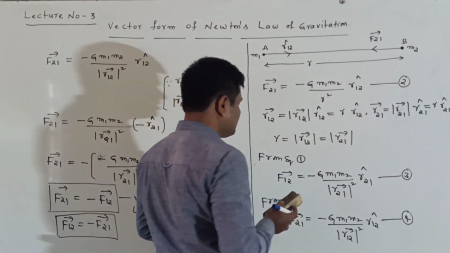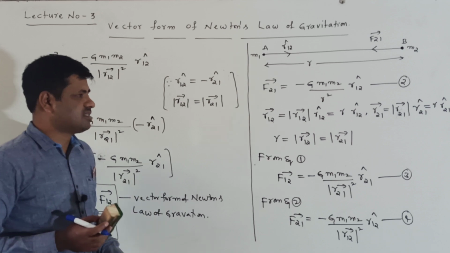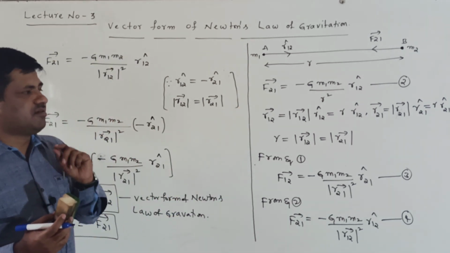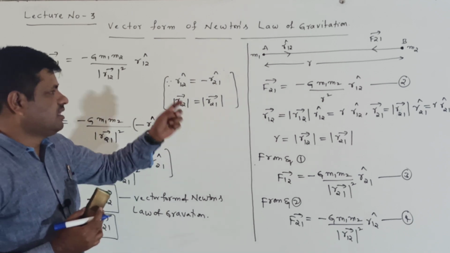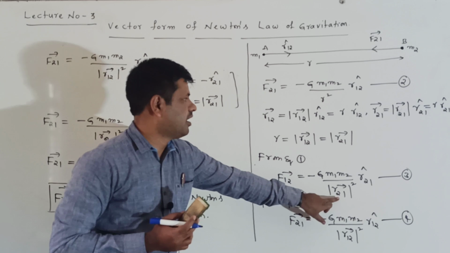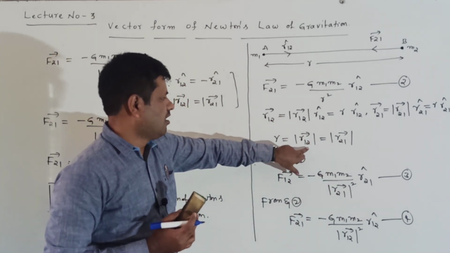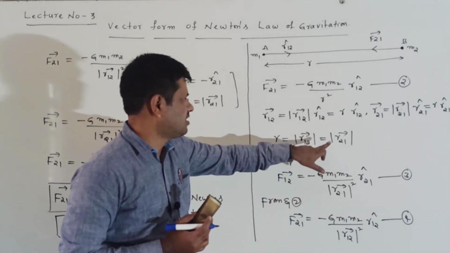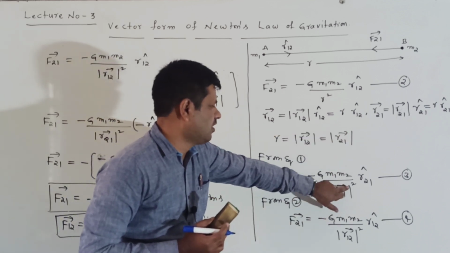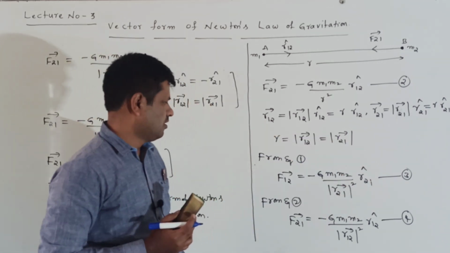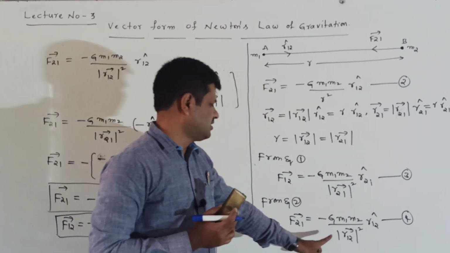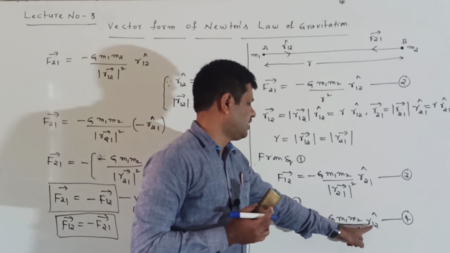Now listen here, this is just what we are changing. We already know the two equations, equation 1 and equation 2. In equation 1, in the place of r, I have written r is equal to mod r21 bar whole square into r21 cap. In equation 2 also, in the place of r, I have written mod r12 bar whole square into r12 cap.